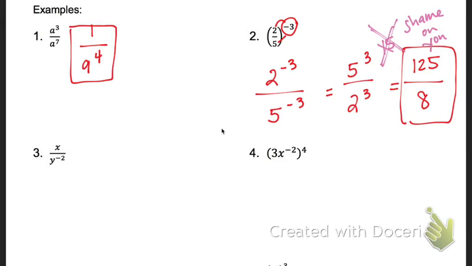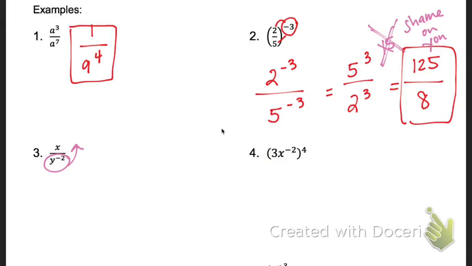Okay. Number 3. I have x over y to the -2. There's really nothing to distribute because there's no parentheses. The only thing that's wrong about this that makes it not in its simplest form is the what? The negative exponent. What do I need to do to it? Flip it. Bring it to the top.